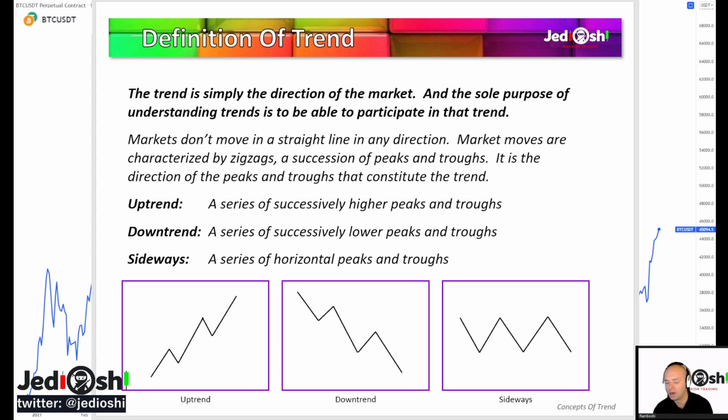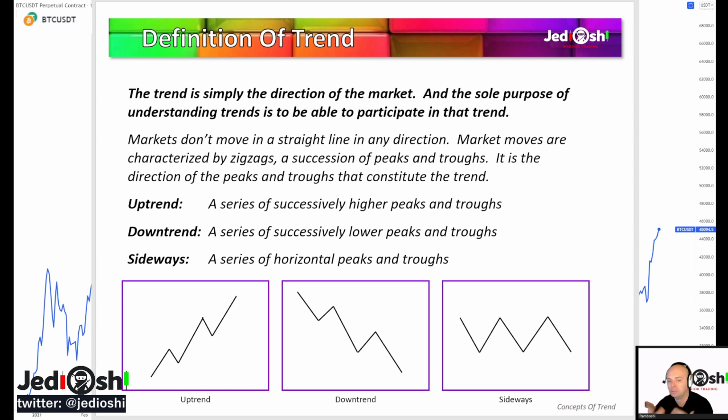So we know that markets don't move in a straight line in any direction. They don't go straight up, they don't go straight down. They're characterized by what's called zigzags. And we call them zigzags, and we'll see a better term for them here in a minute. But these are a succession of peaks and troughs. Higher highs, higher lows, or lower lows and lower highs. So it's this direction of the peaks and the troughs that matter. And that's what constitutes a trend.